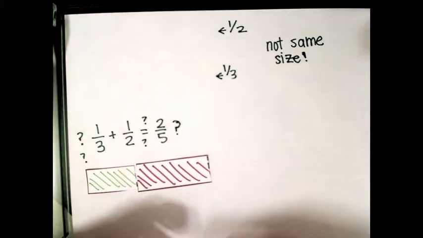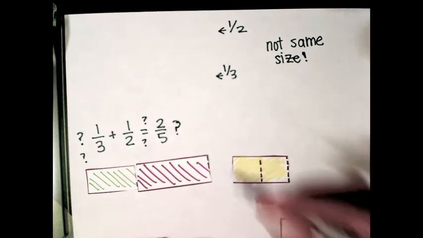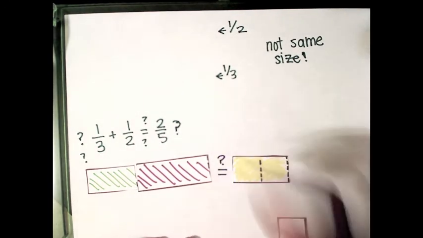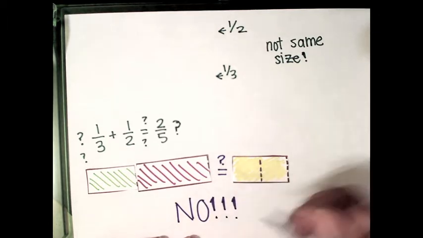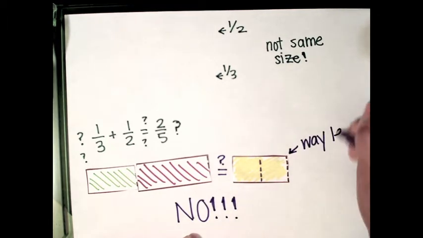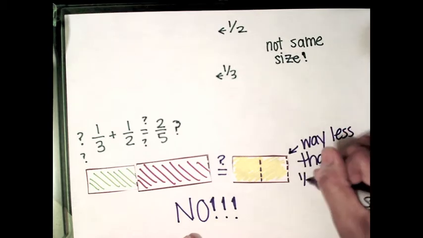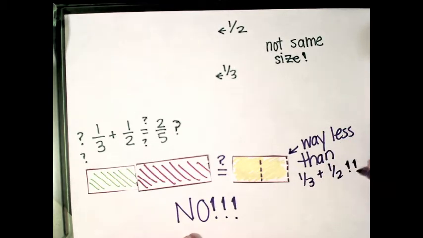it's that big. But 2/5 is only that big. The two sides are not equal to each other. 1/3 plus 1/2 does not equal 2/5. If we just add across, we get a number much smaller than what we should have ended up with.